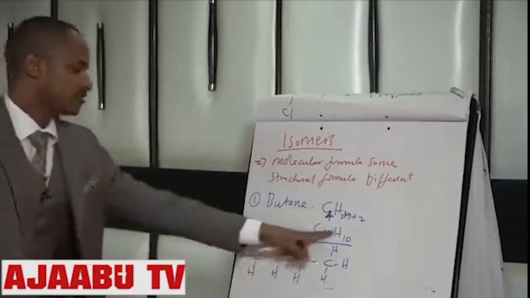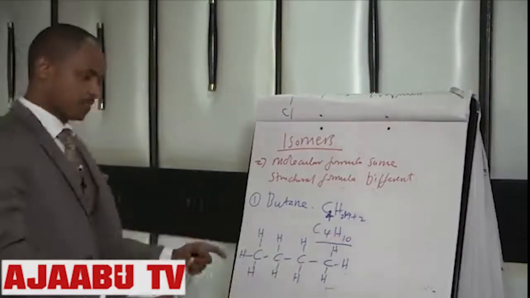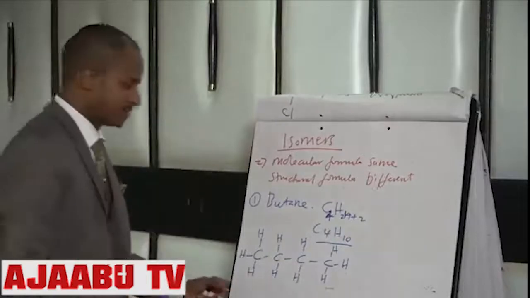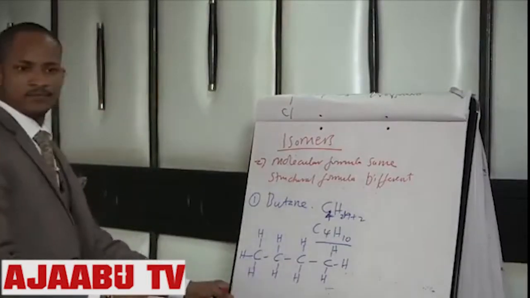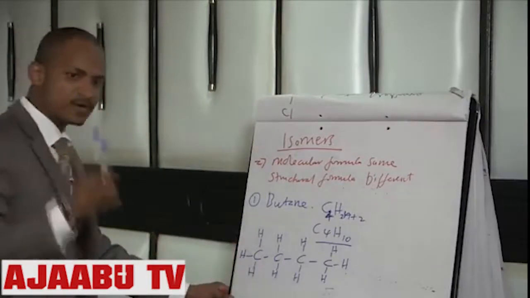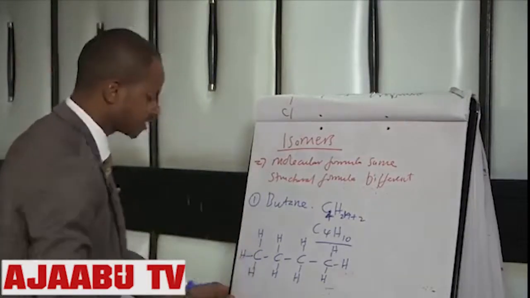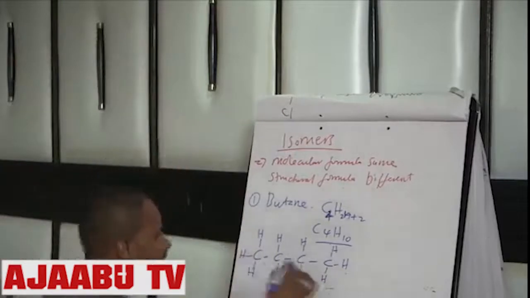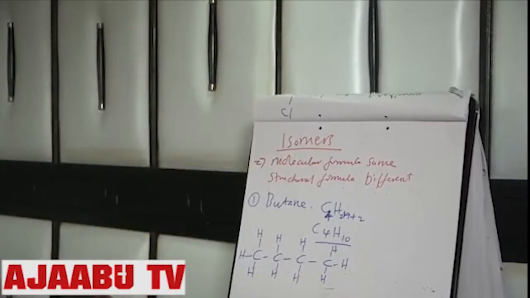So this is C4H10. Now, we want to compare it with another compound with the same number of carbon atoms, same number of hydrogen atoms, but different structure. So if we reduce by 1 here, we get 3, and introduce that there.